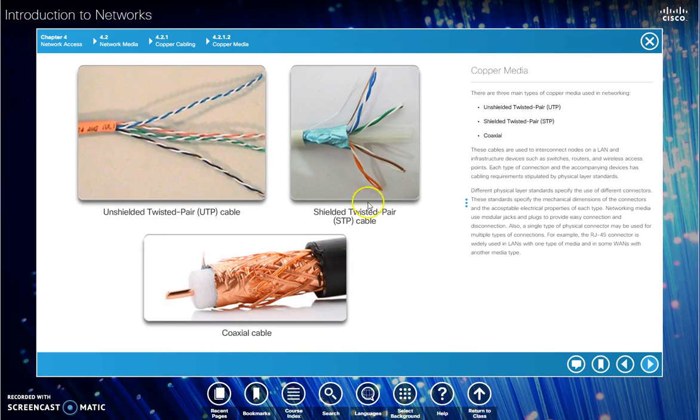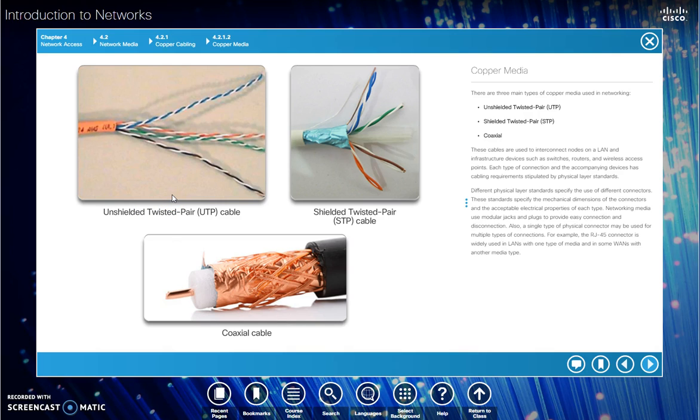Copper has three main types: unshielded twisted pair, shielded twisted pair, and coax. Coax is what you see in the back of your TV pretty much. That's your old cable stuff back in the day. We still use it. Why? It's prevalent everywhere. It works pretty good, actually.